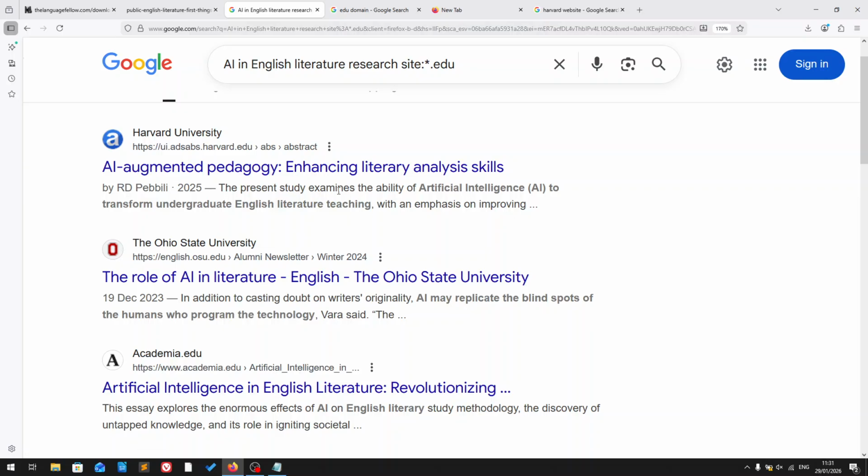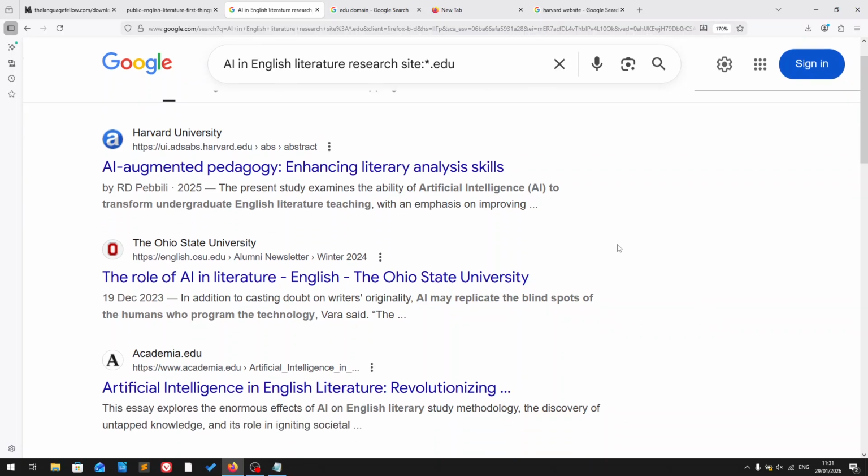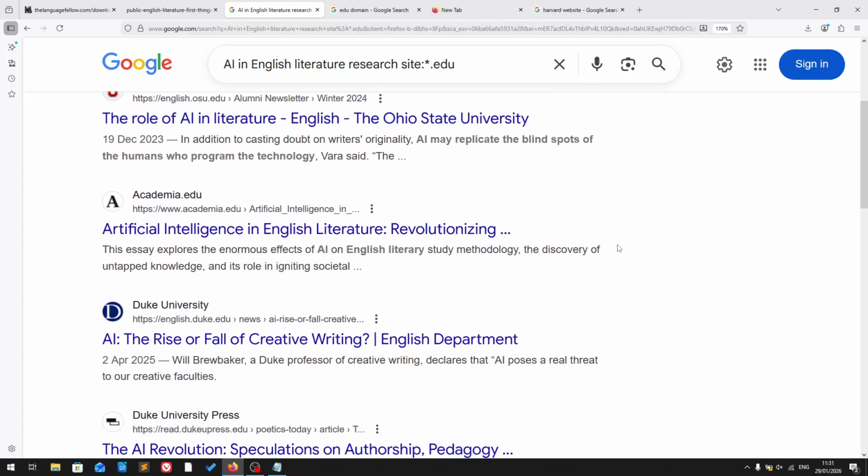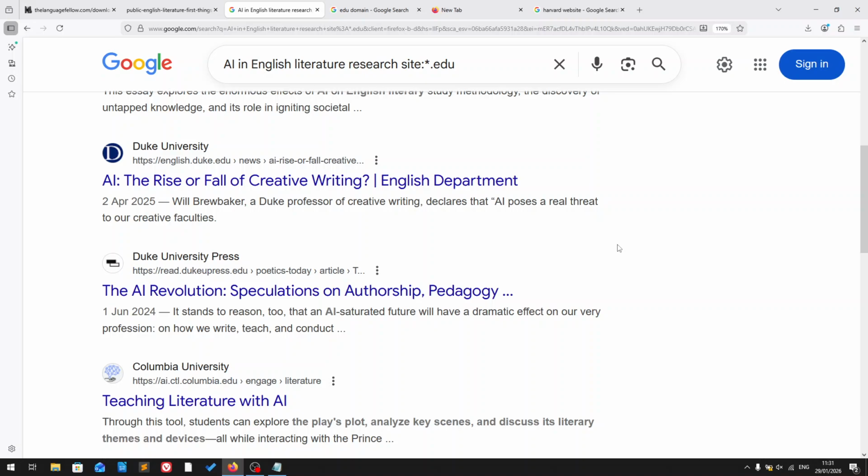AI augmented pedagogy enhancing literary analysis skills. That's Harvard. That's your first result. That's a paper, it looks like. The role of AI in literature, artificial intelligence in English literature. So this is how AI will affect teaching.